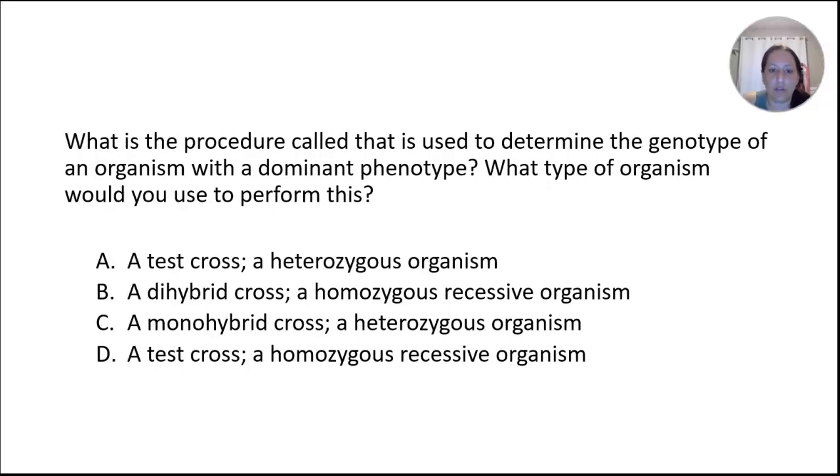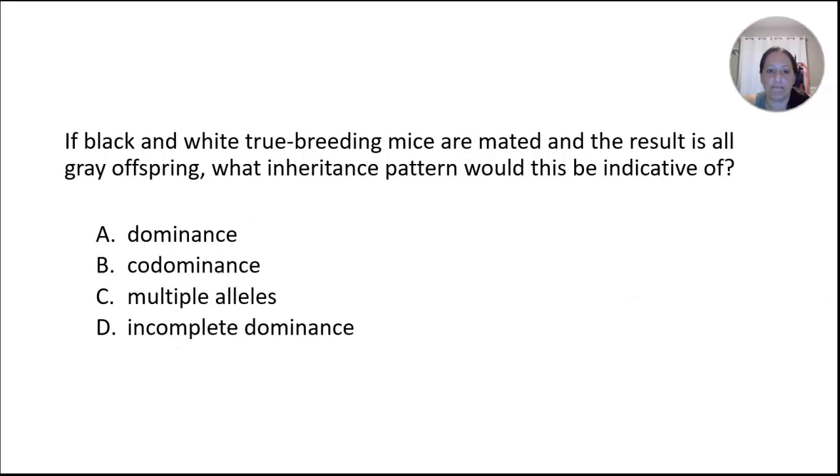Okay, next question. It says, what is the procedure called that is used to determine the genotype of an organism with a dominant phenotype? What type of organism would you use to perform this? So this is going to be a test cross. Let me give you a second to answer. Okay, so hopefully you answered D. So this is going to be called the test cross. And whenever you see that term, you know you're using a homozygous recessive organism.